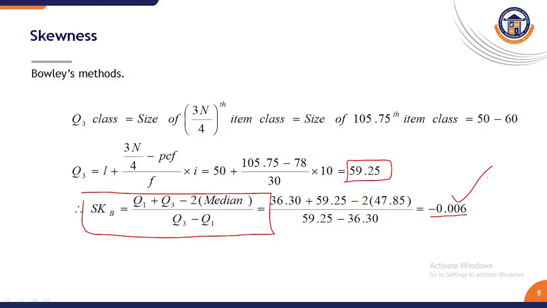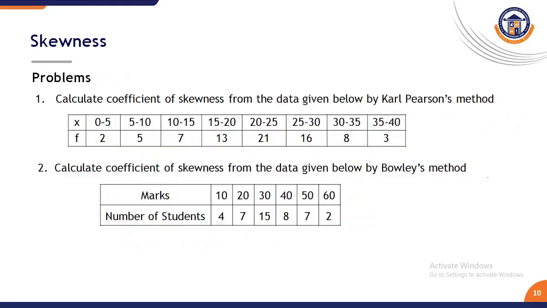So these are the methods to find out the skewness by different methods, Bowley's method and Pearson method, for the different cases: individual, discrete frequency and continuous frequencies. Some problems are given here. So try to solve these problems for both the methods.